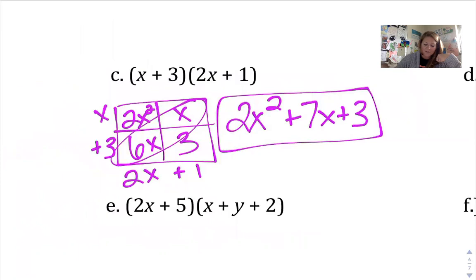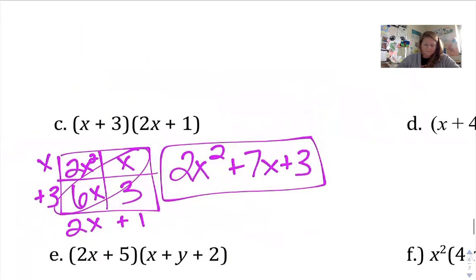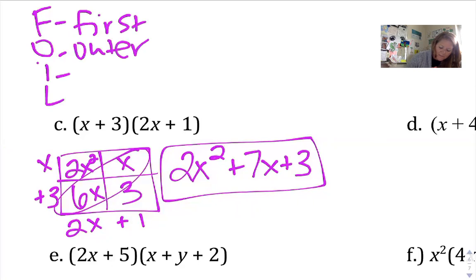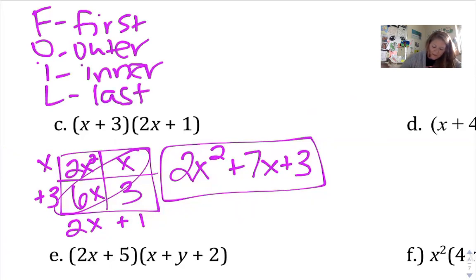Now, there is another way to do this. It's called FOIL, and I'll show you that as well. FOIL stands for first, outer, inner, last. So when we do FOIL, you are looking at the first two pieces together.